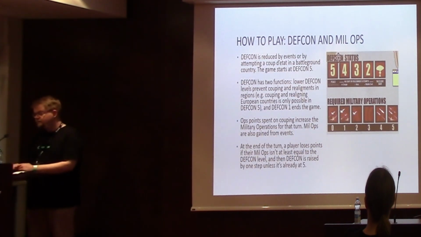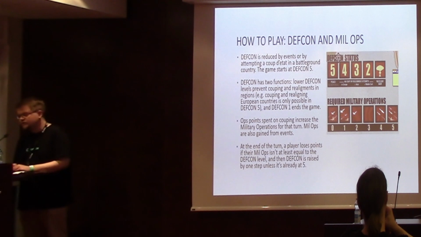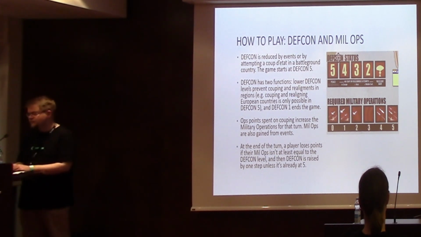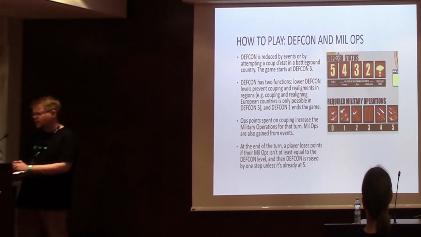Speaking of coup d'etats, there's also another mechanic in the game called the DEFCON track, or defense readiness condition track. This might be familiar from some movies like WarGames. The game starts at DEFCON 5, and there are events, or if you do a coup d'etat in a battleground country, that degrades the DEFCON track by 1. All events or coups degrade by 1 at a time. I don't think there's an event that degrades by 2.